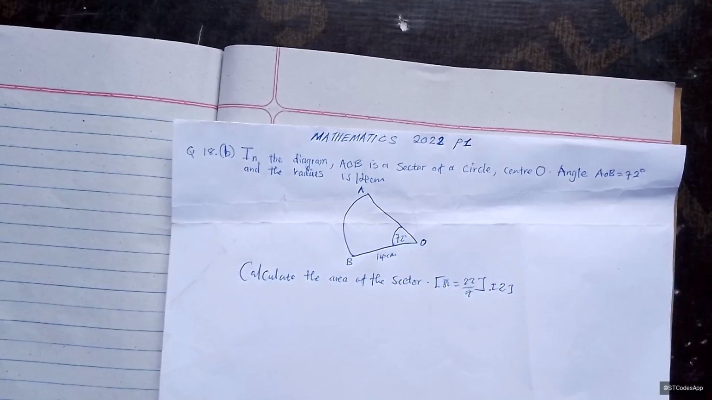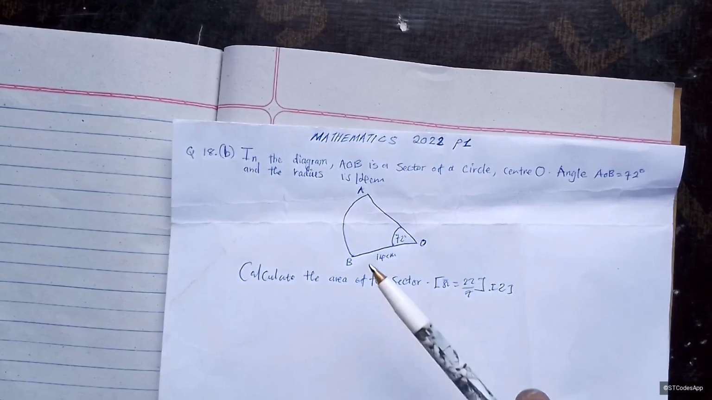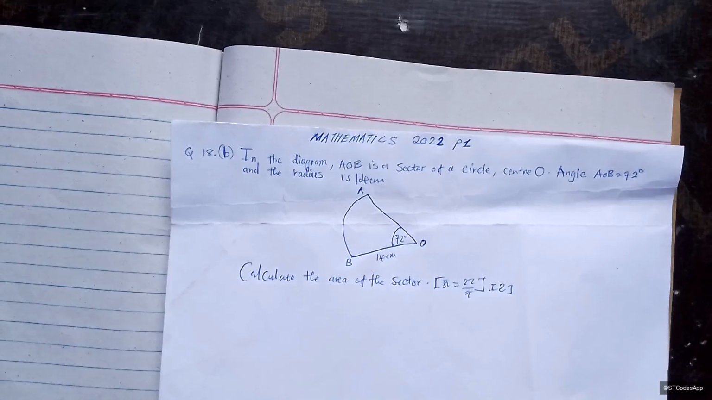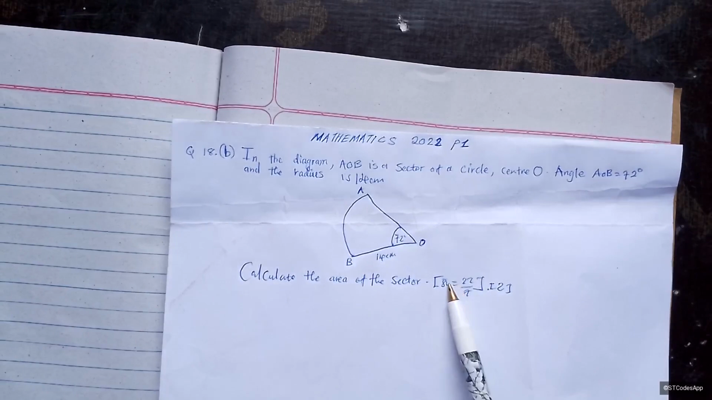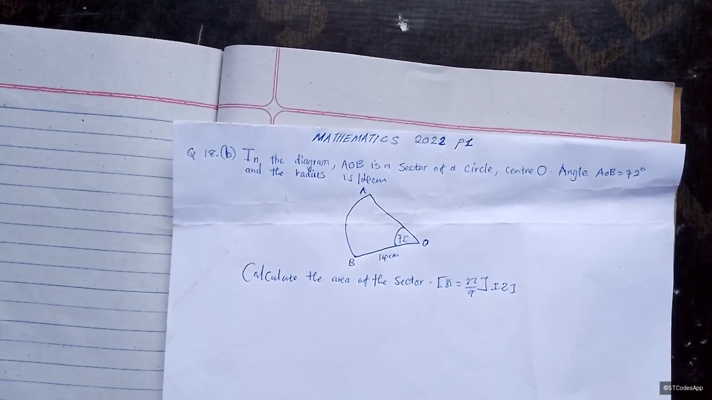The question says, in the diagram, OAB is a sector of a circle, center O. Angle AOB is equal to 72 degrees and the radius is 14 centimeters. This here is the diagram of the sector. Then the question says, calculate the area of the sector, where pi is 22/7. This question carries 2 marks.